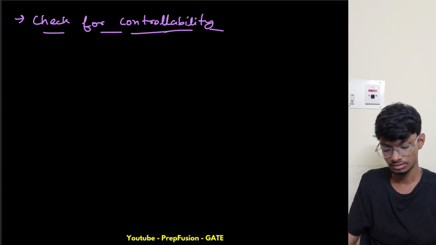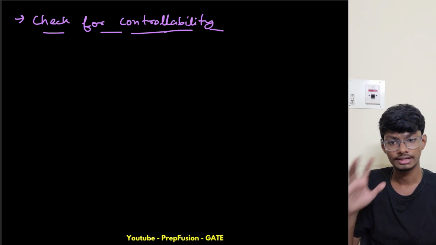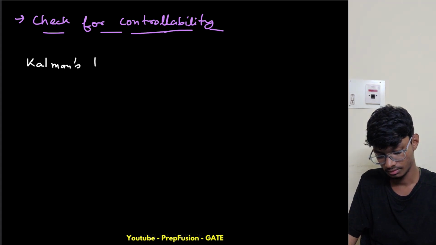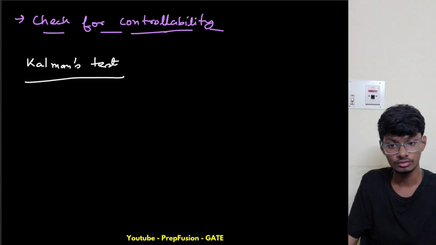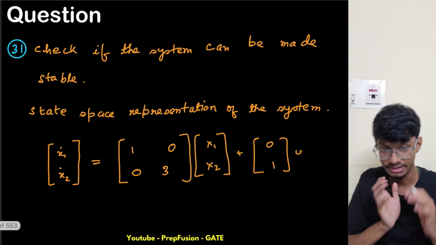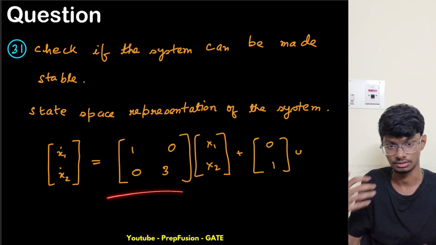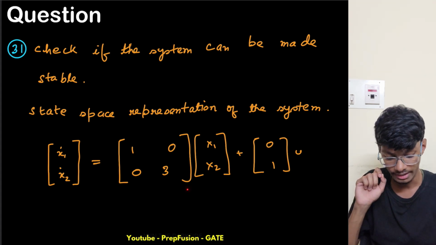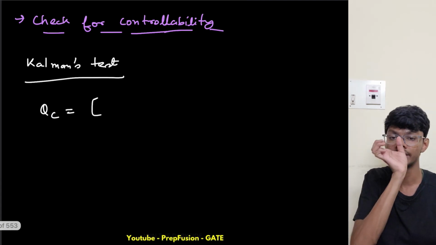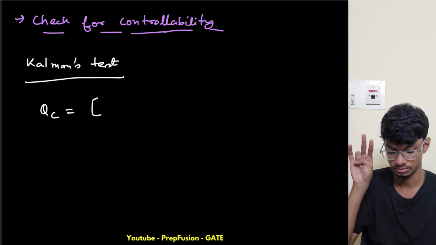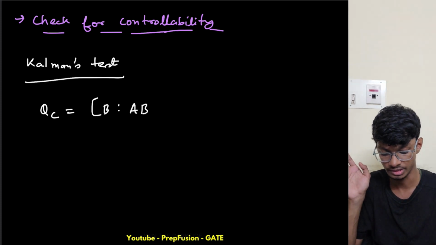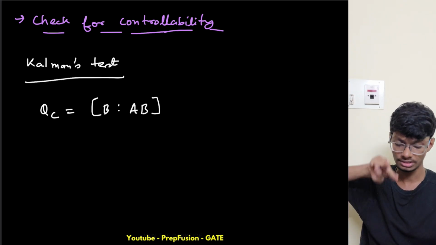So how do we check this? For checking this, we'll use Kalman's test. Now you will understand what this means. As this is a second order system, because n is 2, how many columns will there be? 2, right? I will start from B. This is the first column, and the second column will be A times B, and I will stop here, as it is a second order system.